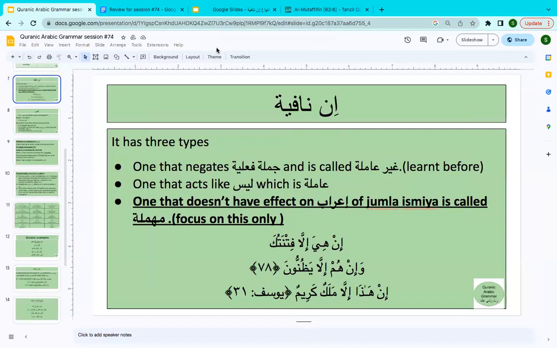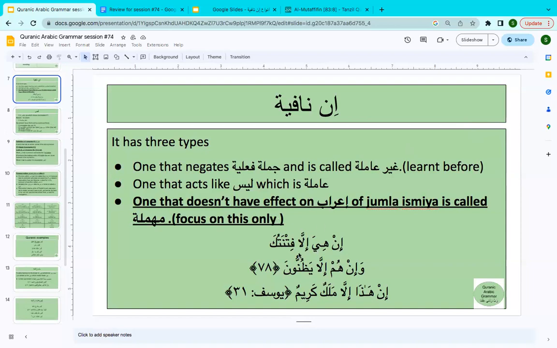Yes, laysa and in can act on khabar, and in can act very similar to laysa, and there are other particles that you are going to learn today that will act like laysa. So everyone okay with in? Is it not too much about in? If you see it in jumla failia, in is ghair amila. If you see it in jumla ismiya, since it has illa, it's going to be muhmila.